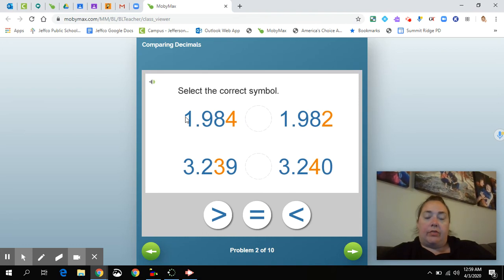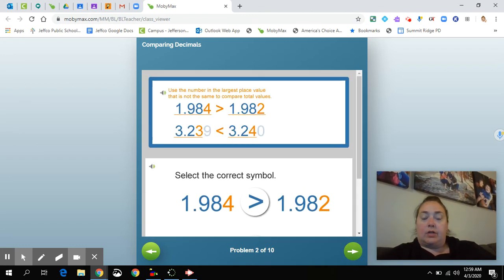In the next ones, they both have the 1 and the point and the 9, 8. The last digit in the thousandths place is where they're different. So which is larger, 4 or 2? Well, 4 would be larger. And then these ones have 3.2, the same in both of them, and then I'm comparing 3 or 4. Well, 4 is larger than 3, so it's going to go that direction.